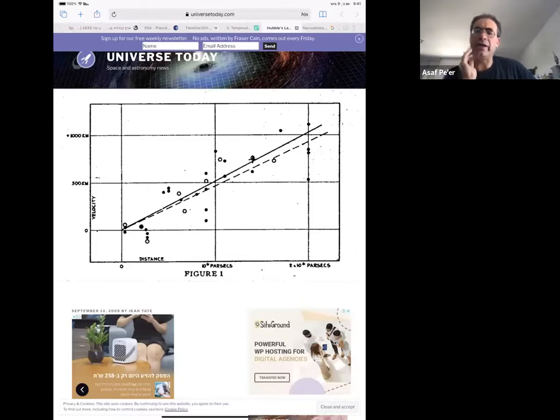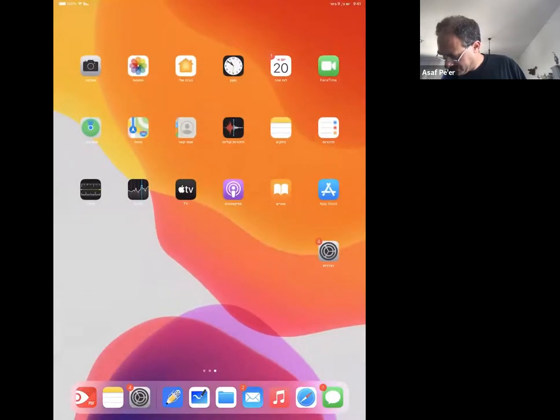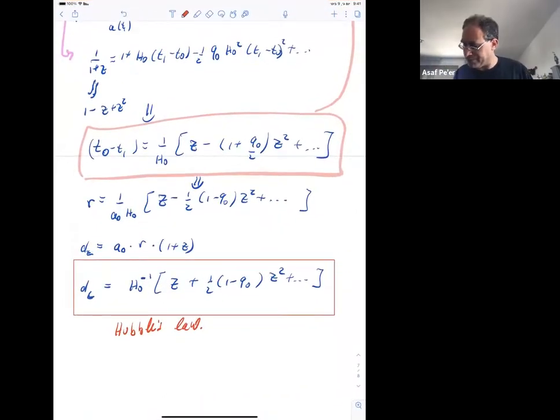Of course, today we have many more advanced tools than he had, and we have it very, very precise. So we can see that the universe is not only expanding, but it's accelerating. But it doesn't matter for the sake of the scientific argument of this achievement. All right. So this is Hubble's law.